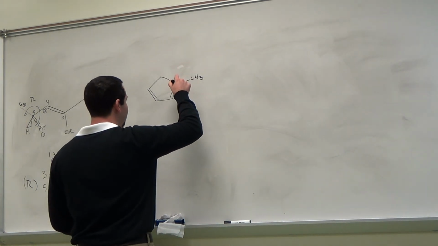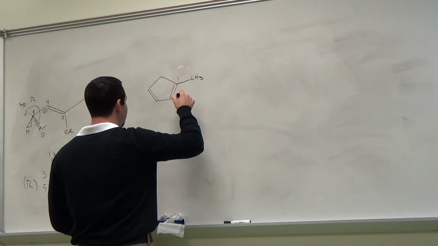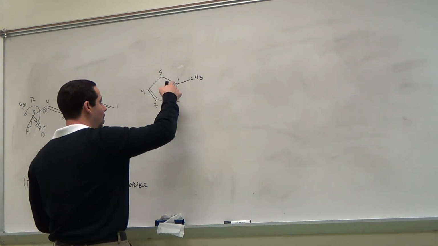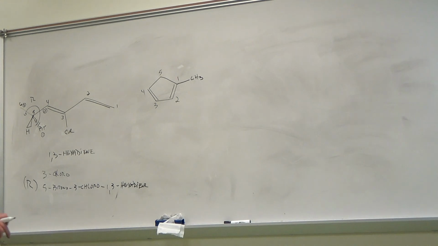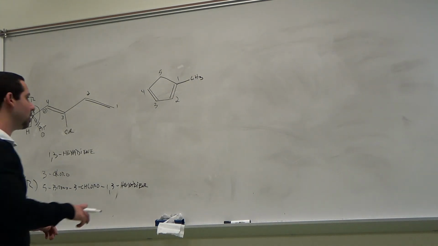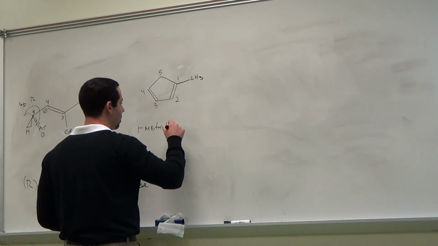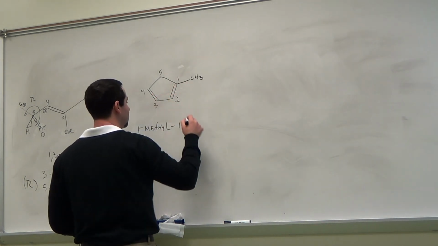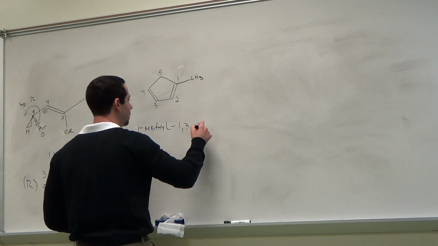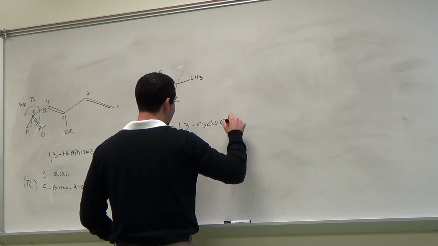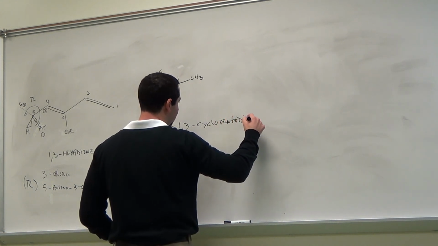What carbon is this, my friends? Diene. This is carbon 1, 2, 3, 4, and 5, yes? This is carbon 1 because there is a substitution there. Put it any other place, it will not give you the lowest number for that substitution. So this is 1 methyl, 1 comma 3 cyclopentadiene.